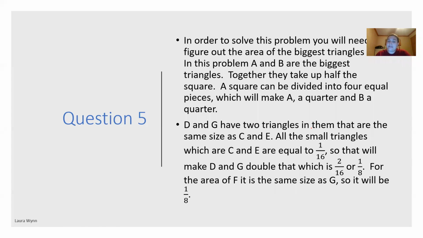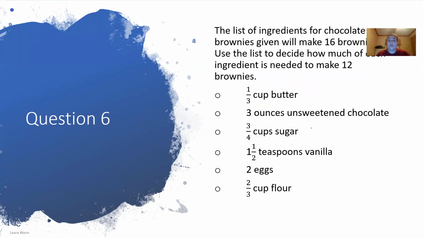And here's a step-by-step on how to do it. Let's move on to our last problem. Now this one is a little fun because, come on, who doesn't love some brownies? So if you have a list of ingredients for chocolate brownies that will make 16 brownies, use the list to decide how much of each ingredient is needed to make 12 brownies. So we don't want to make the whole 16 batch of brownies. So here's our ingredients listed below.